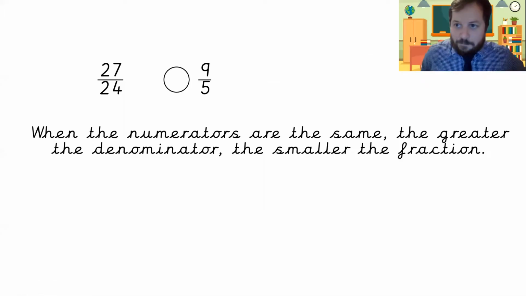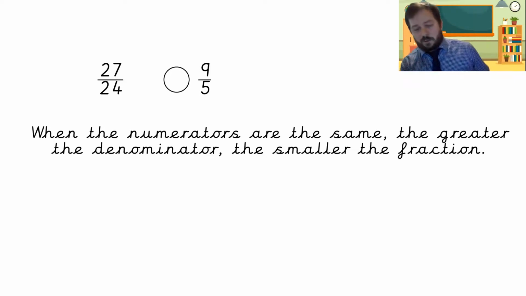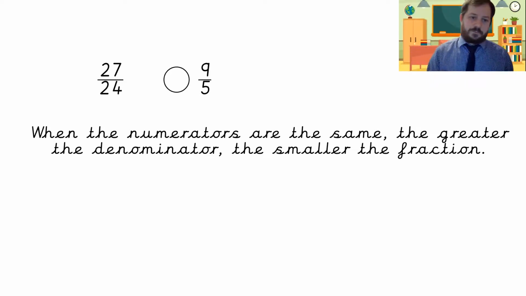Okay, everything's okay. So we've got to compare 27/24ths and 9/5ths. So you're lucky here, it's kind of told you what rule to use. But have a go. Think about making the denominators the same and using our equivalent fractions. Try it, and then we'll go through it.